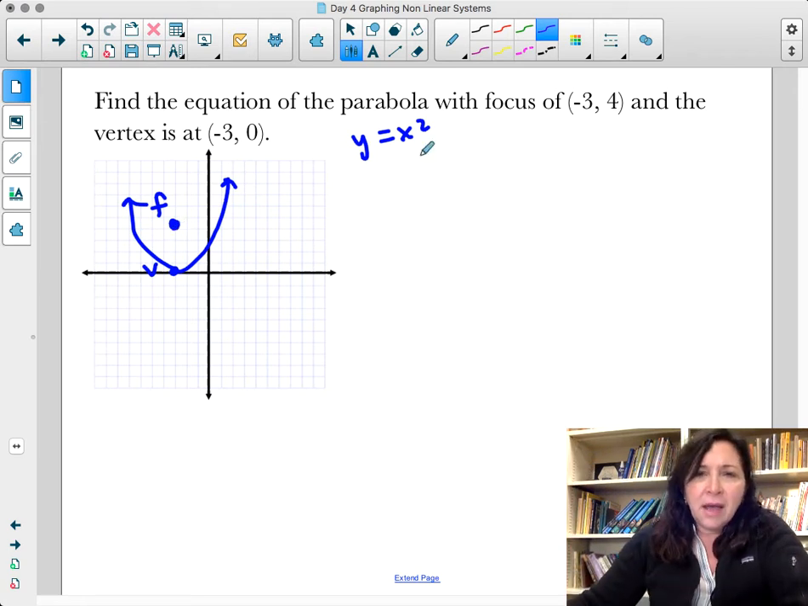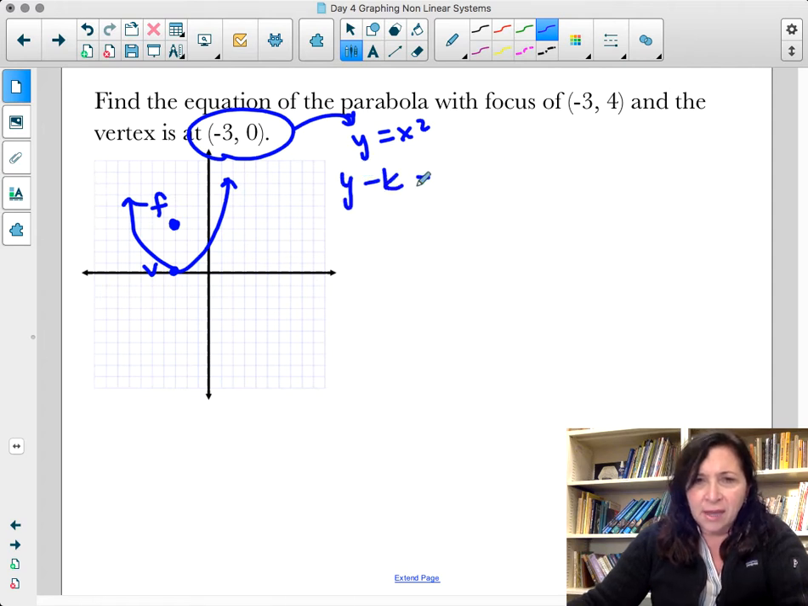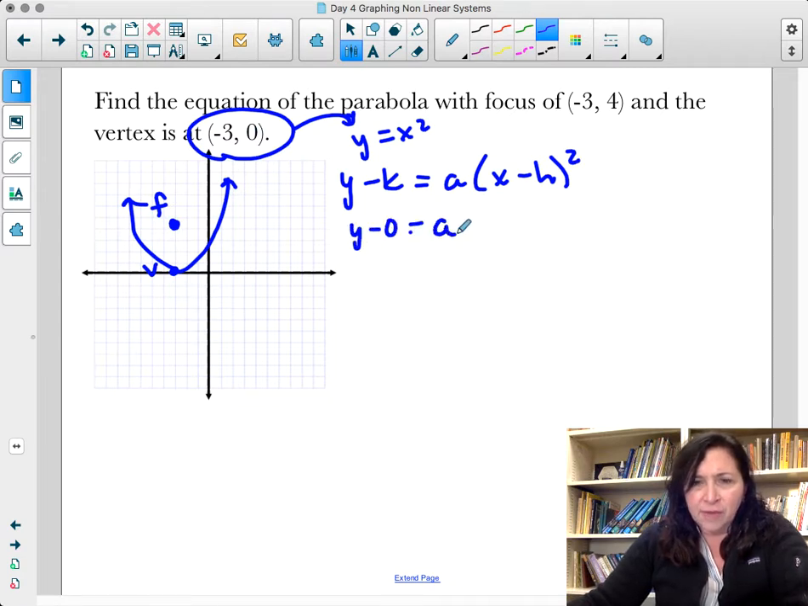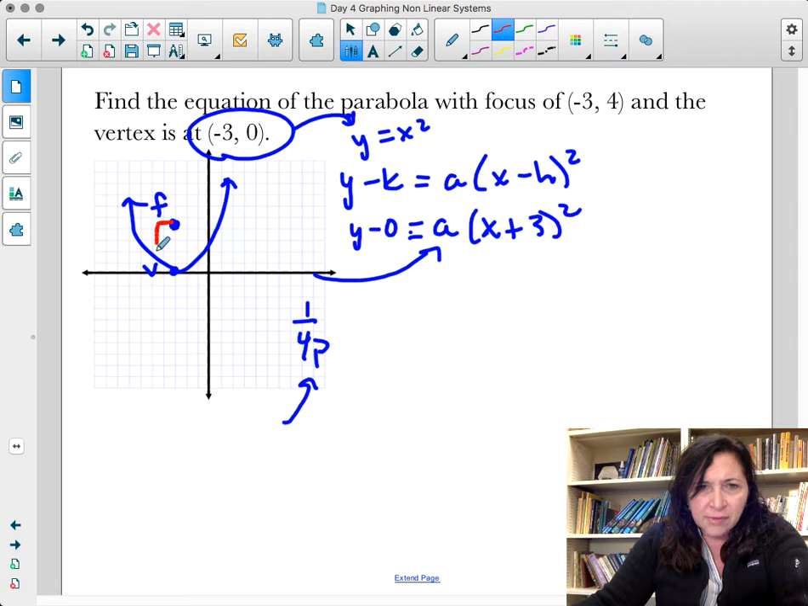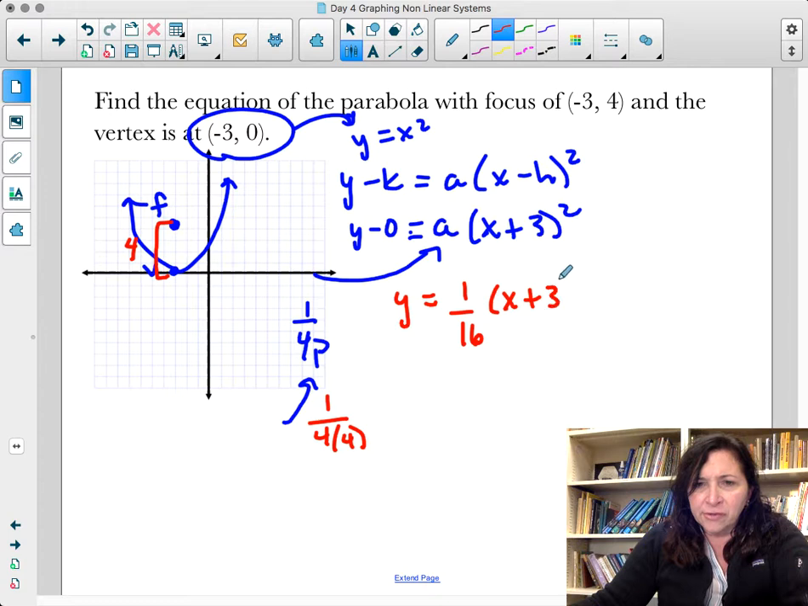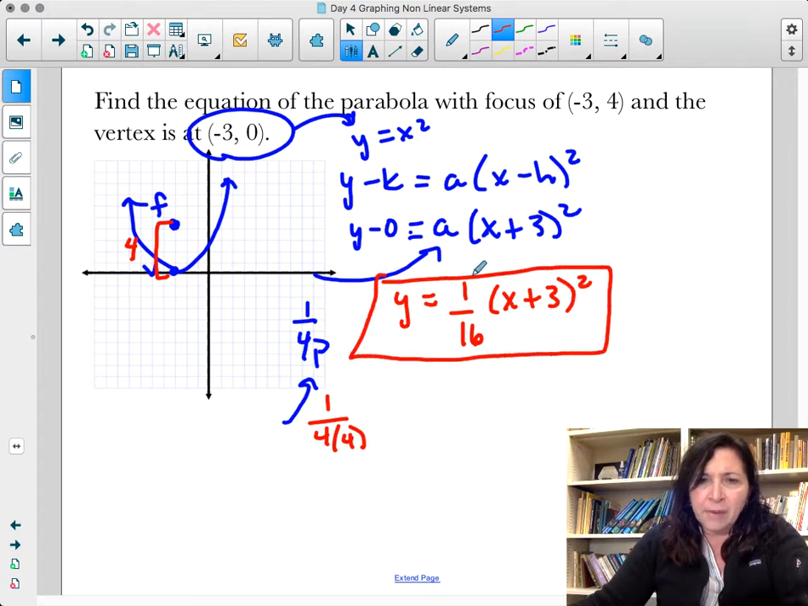All right. So that being said, if I have my vertex, I can actually plug this into my equation, right? Because that stems from this equation, y minus k equals a times the quantity x minus h squared. So k is 0, so it's like y minus 0 equals a, we haven't found a yet, but we will, times the quantity x plus 3 squared. Now a is 1 over 4p. P is the distance from my vertex to my focus. So p is this distance right here. So if this is negative 3, 0, and this is negative 3, 4, that distance is 4. So this would be 1 over 4 times 4, which is 1 over 16. So it'd be y minus 0, or just y equals 1 over 16 times the quantity x plus 3 squared. So this is the equation of my parabola.